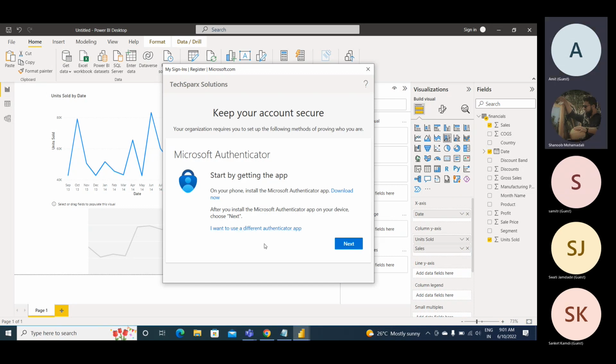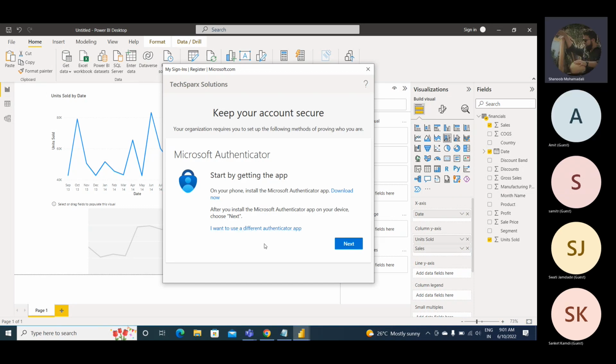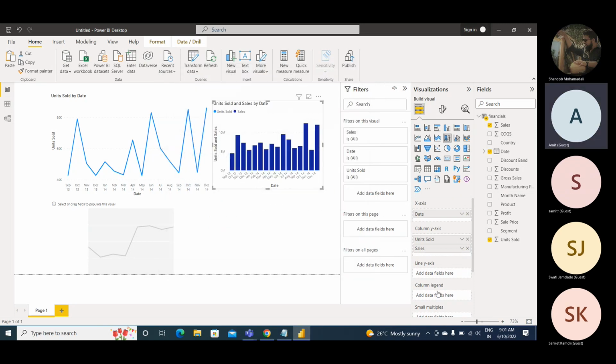It's giving you the authenticator on your phone. Let me remove the authenticator option from the ID. I'll update you on the group today. Okay, sir. Thank you.